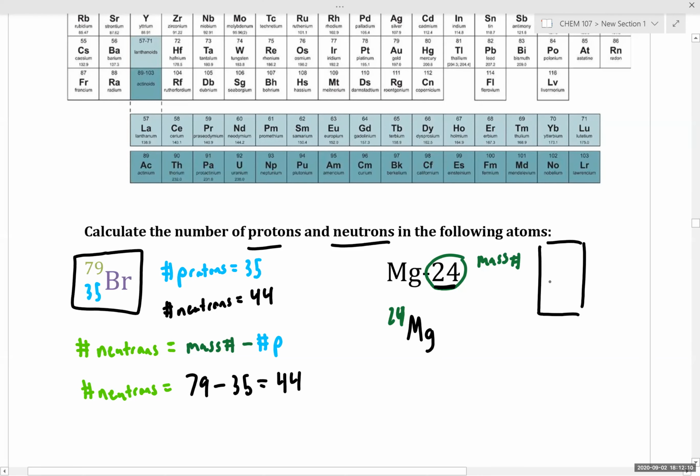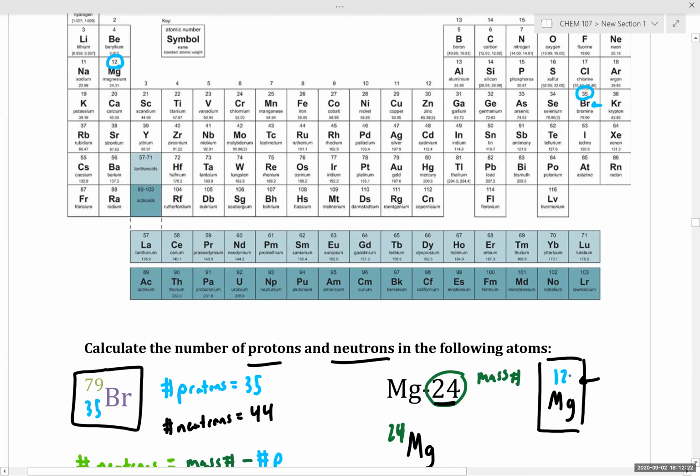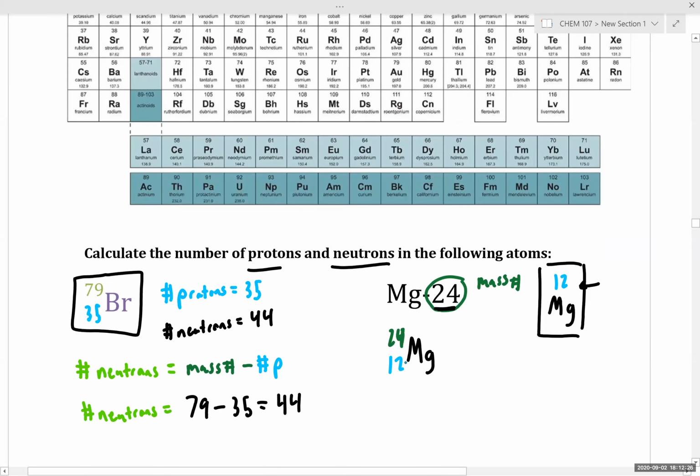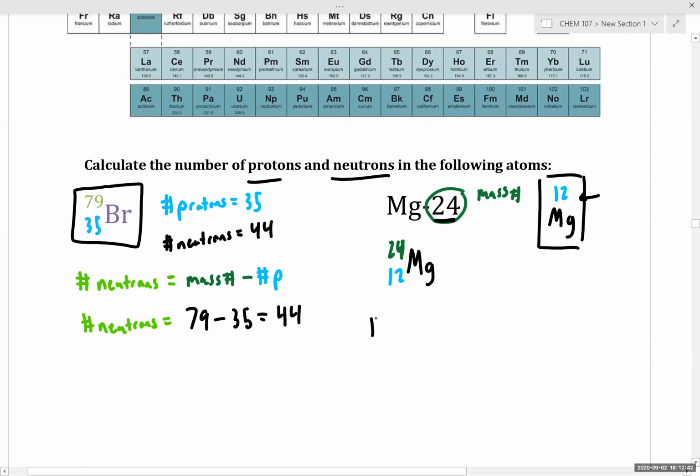Before we do that, first we need to look at magnesium and find the atomic number. For magnesium, our atomic number is 12. Now that we have the mass number, which is different than atomic mass, this is the total number of protons and neutrons for this specific atom. Now we're going to calculate the number of neutrons. We take our mass number of 24 minus the number of protons, which is 12, and that gives us 12 neutrons. From the atomic number, we know that our number of protons is equal to 12. Does this example make sense to everyone?